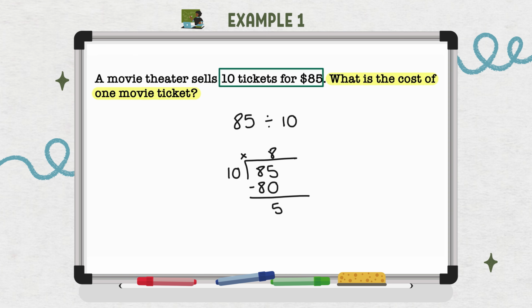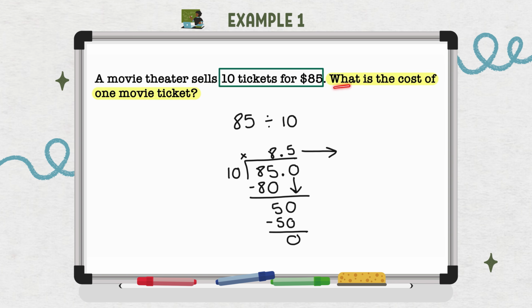We didn't reach 0 yet and we ran out of numbers, so we need to add a decimal and add a 0 and bring it down and keep dividing. And we have reached 0. So therefore, this is our quotient, and our quotient is going to be our final answer.